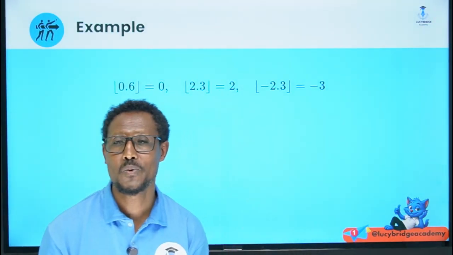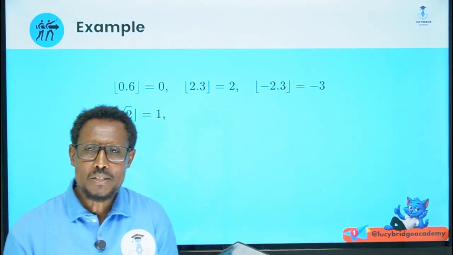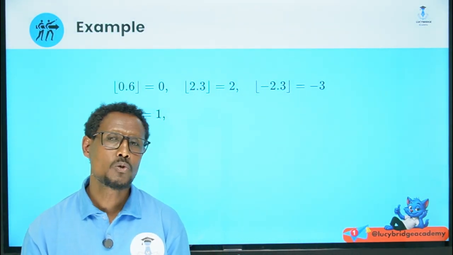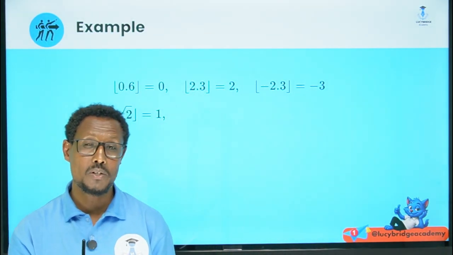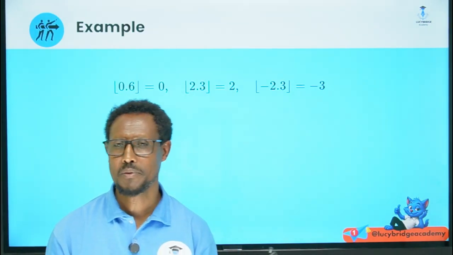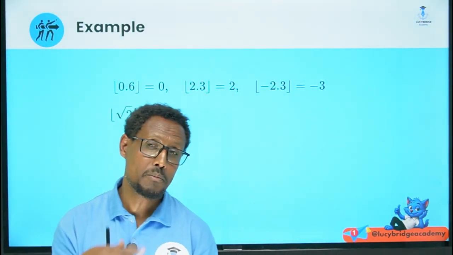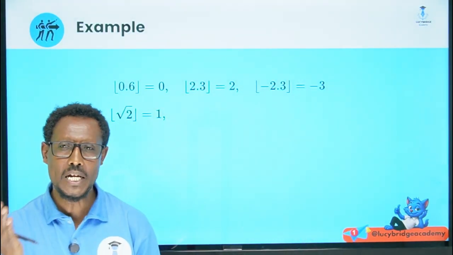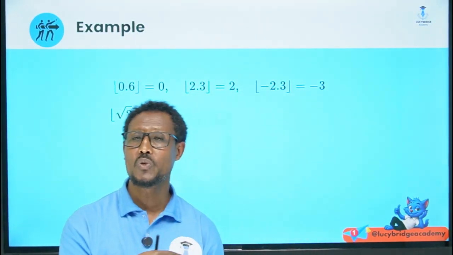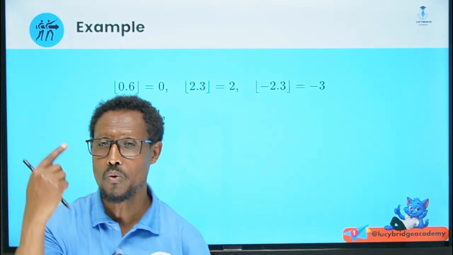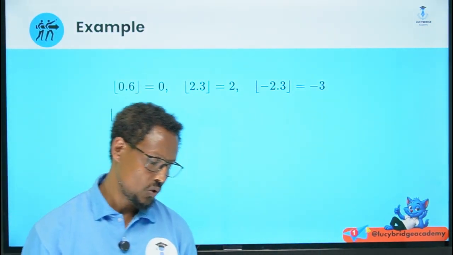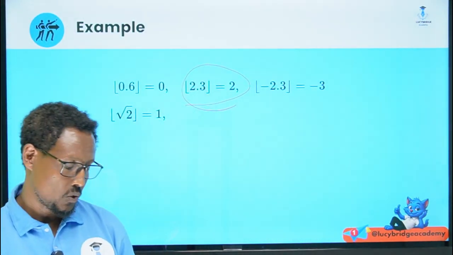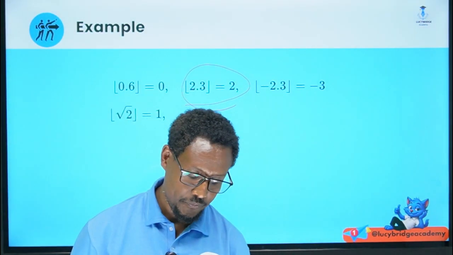Look, the floor of 0.6, or the greatest integer less than or equal to 0.6, is 0. The other integers are below 0, like negative 1, negative 2, and so on. Which integers are less than 2.3? 2, 1, 0, negative 1 and so on. Which is the largest of these? 2. So the greatest integer less than or equal to 2.3 is 2.